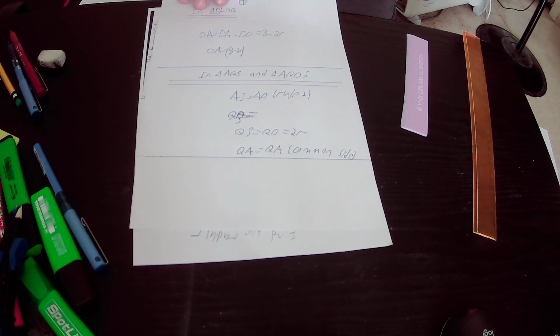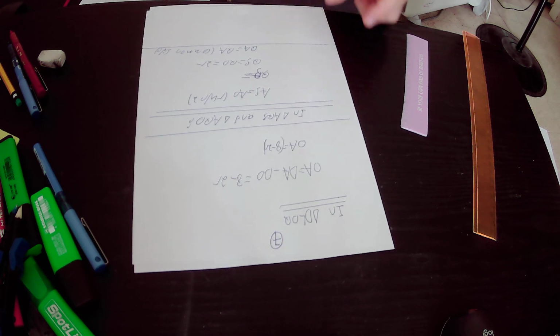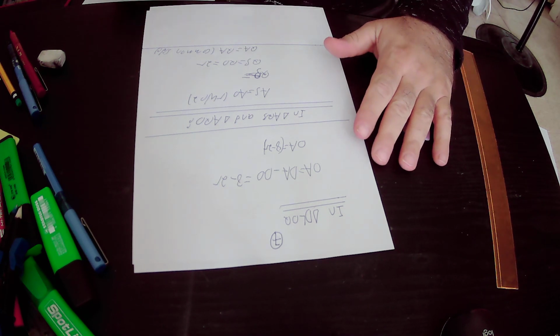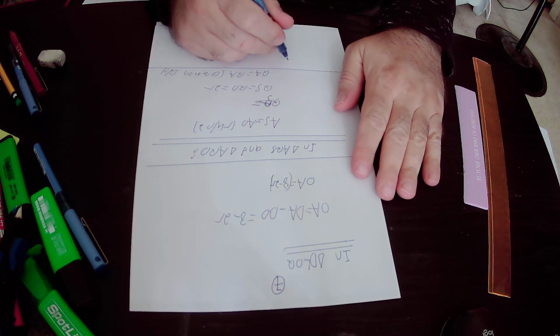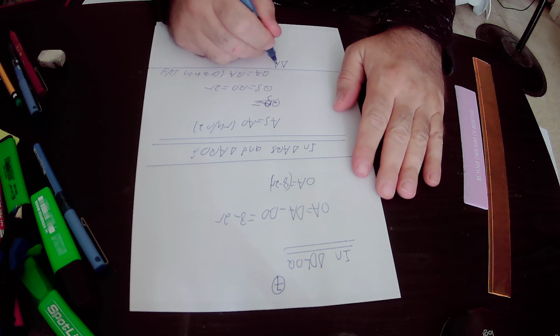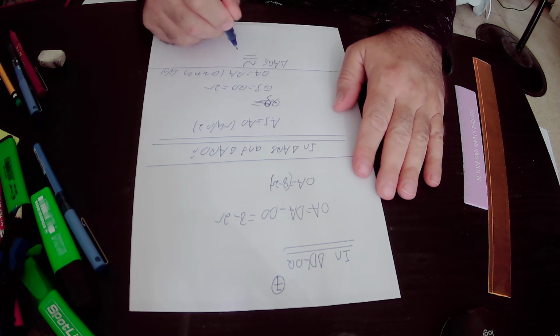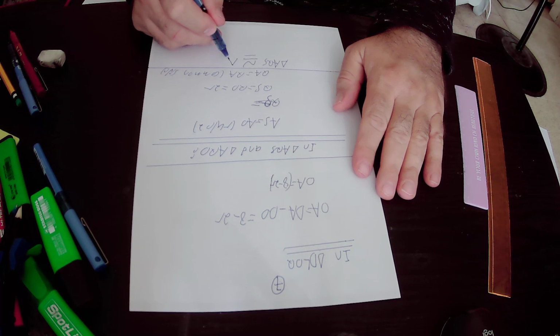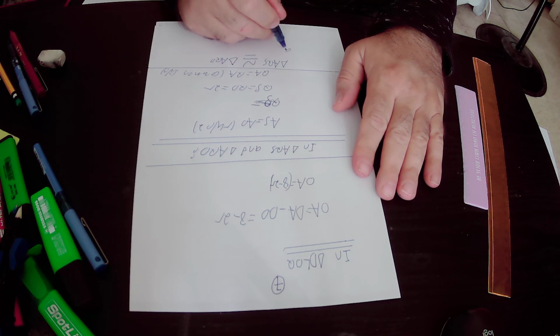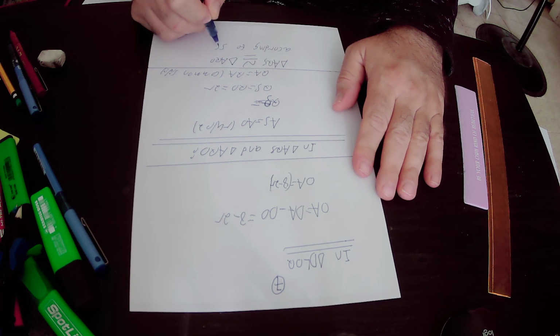So I'll write it down. We proved that the right triangle AQS is congruent, I will remind you that that is the sign of congruent, the right triangle AQS congruent to the right triangle AQO, according to side rule.